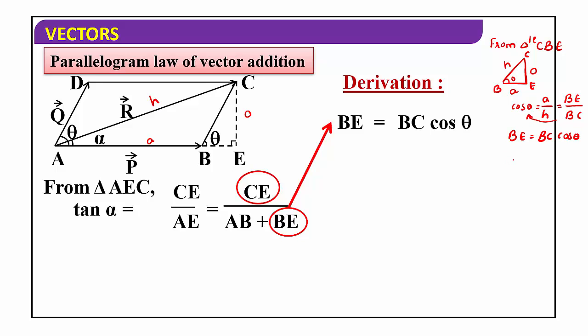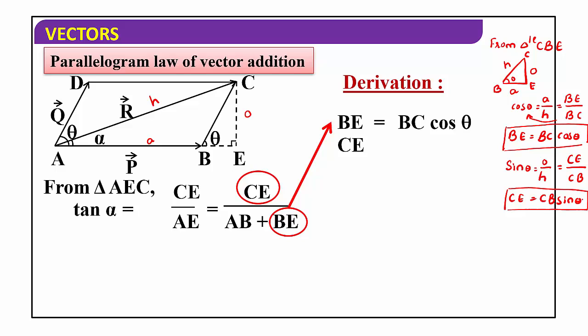Similarly, we want the value of CE. CE is opposite side, so we can take trigonometric function sin theta. Sin theta equal to opposite side divided by hypotenuse. Opposite side is CE divided by hypotenuse is CB. So we will get CE equal to CB sin theta. So BE equal to BC cos theta and CE equal to CB sin theta, or we can take BC sin theta. So now let us put the values.